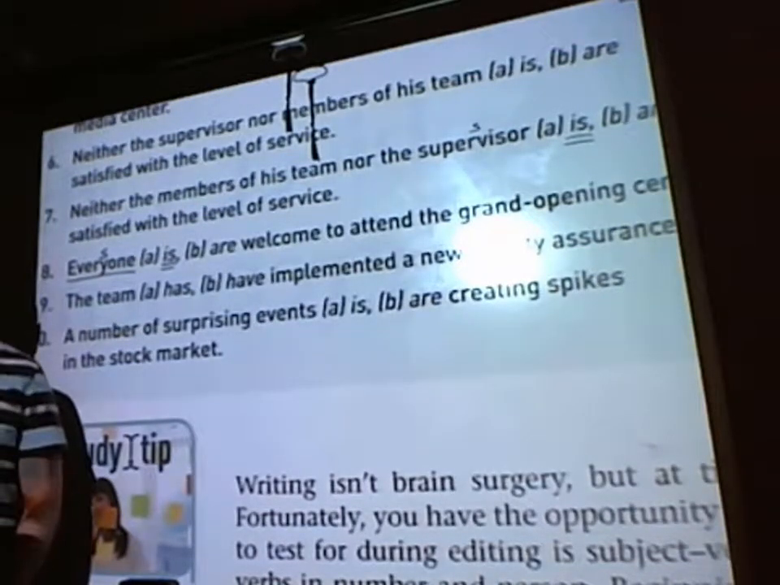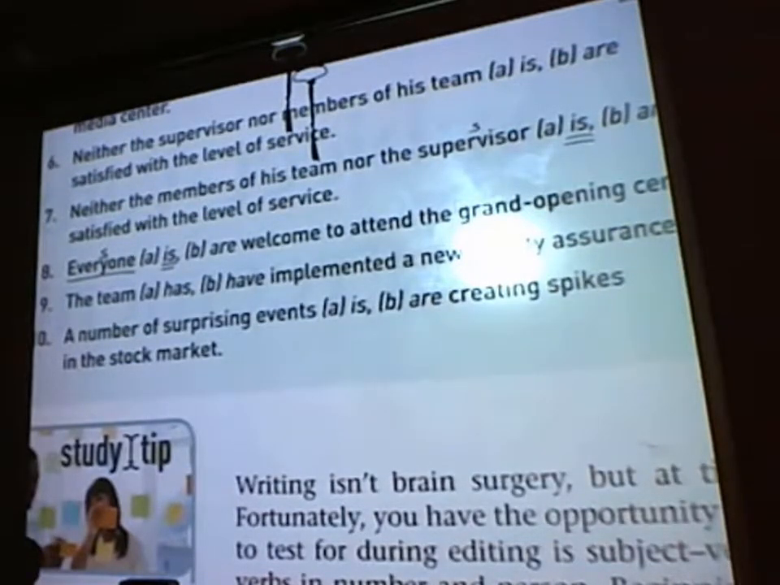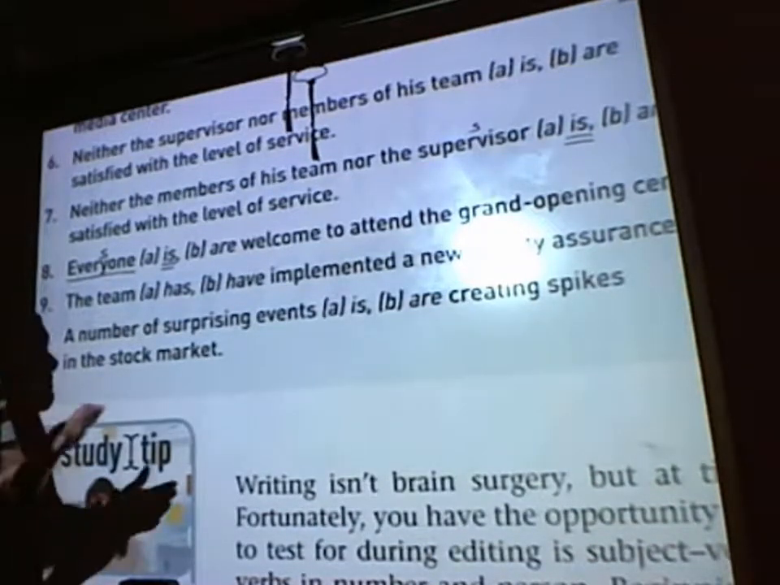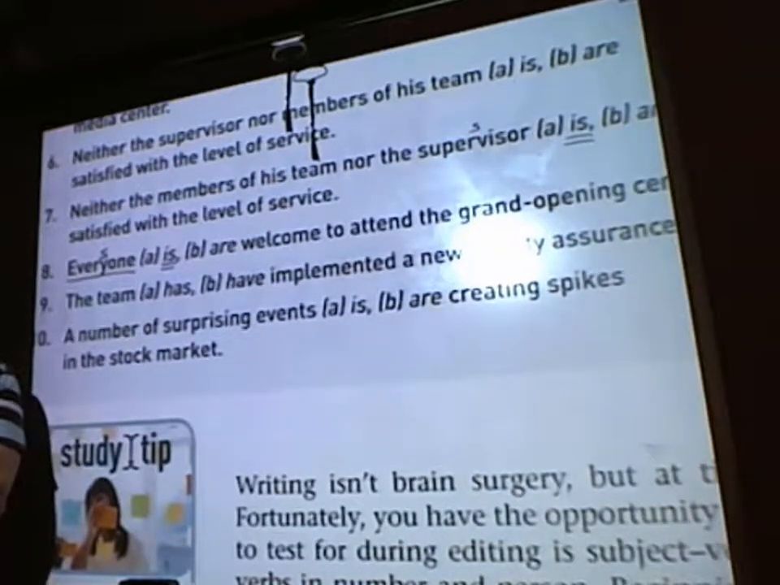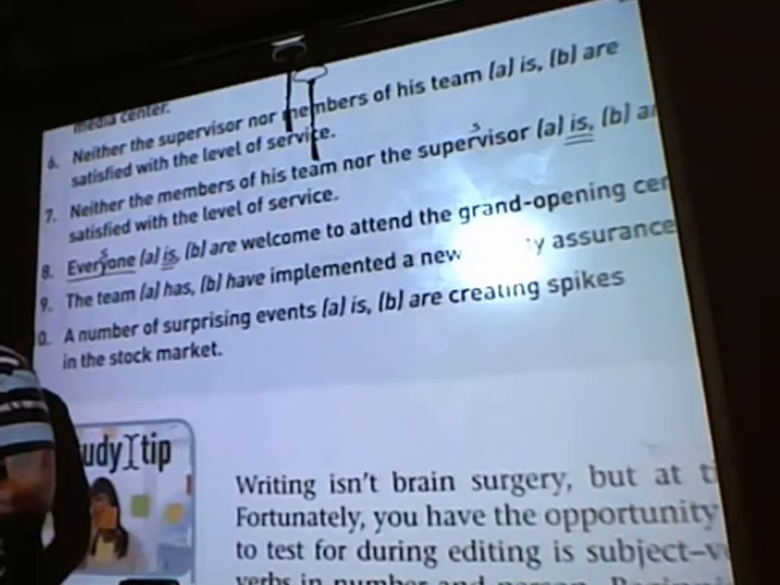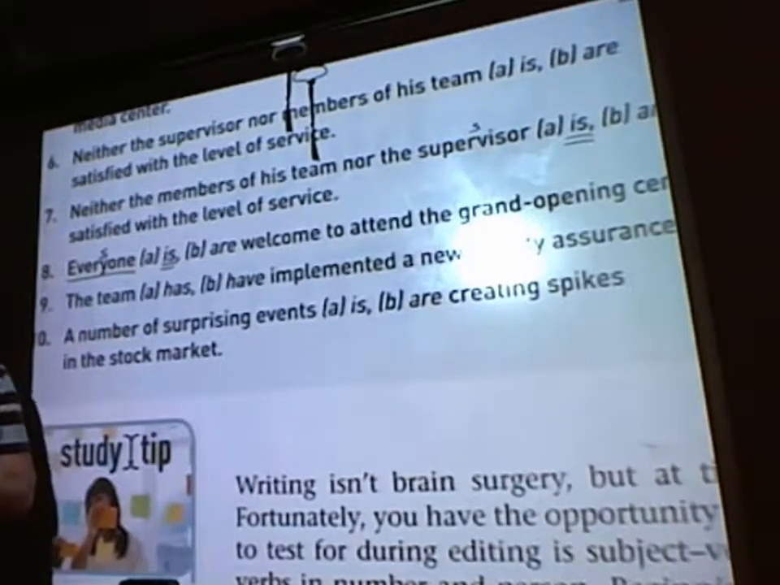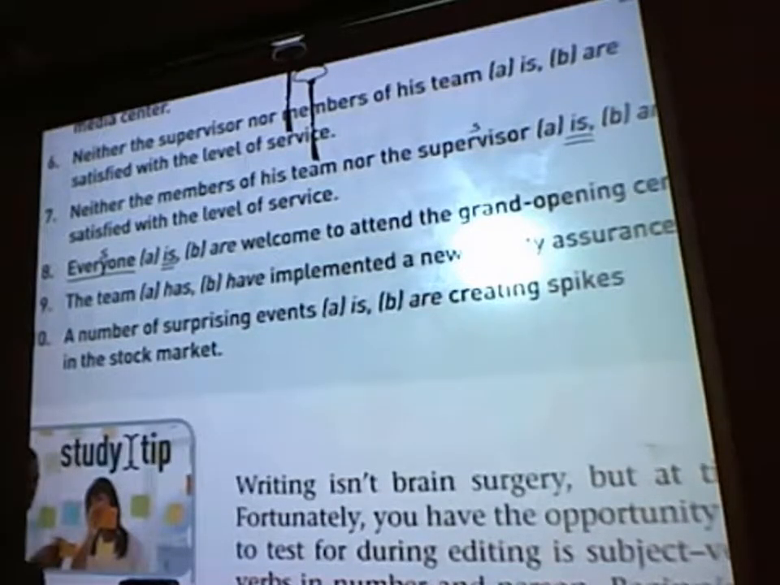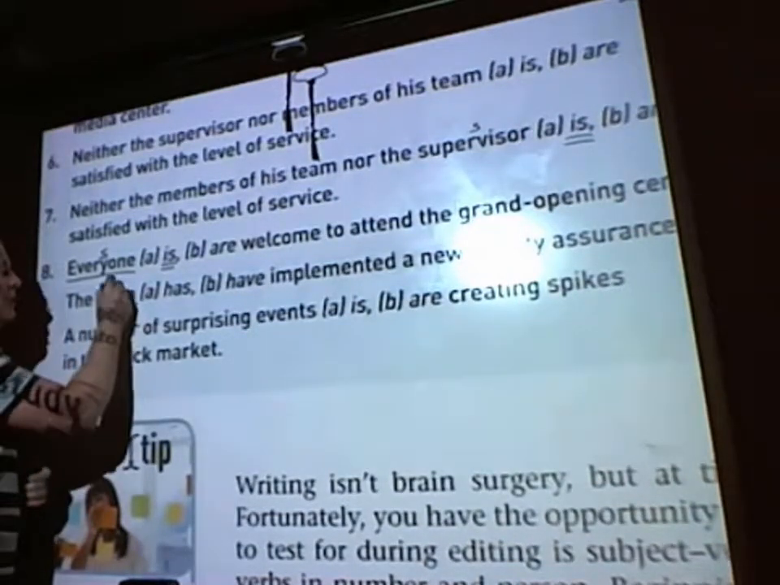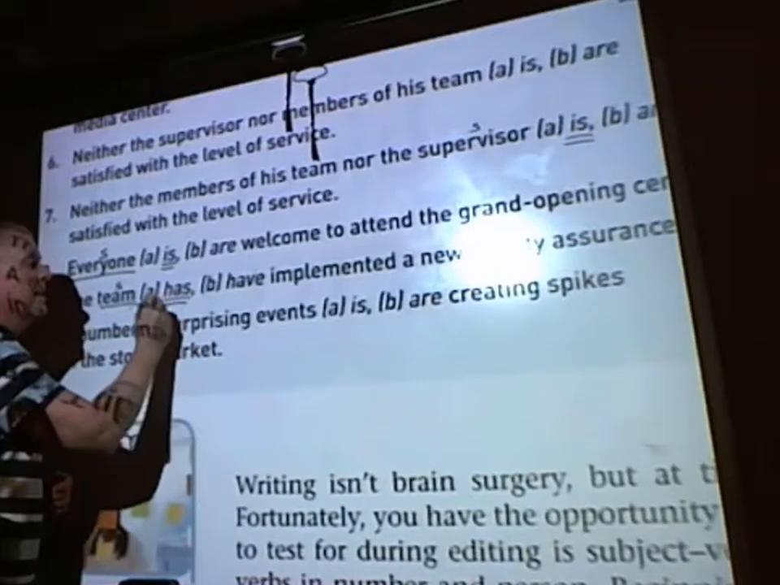Okay, the team has or have implemented a new quality assurance something, and we have to determine, first of all, is team acting as a singular unit or as one collective unit, or is it showing plurality? Since the team as a whole has implemented a new quality assurance, team becomes singular, so we need a singular verb. The team has implemented.